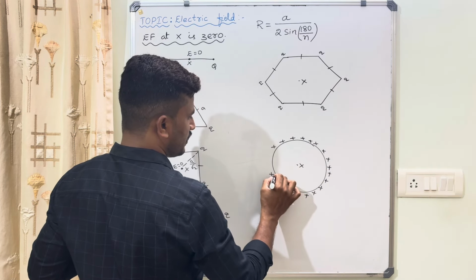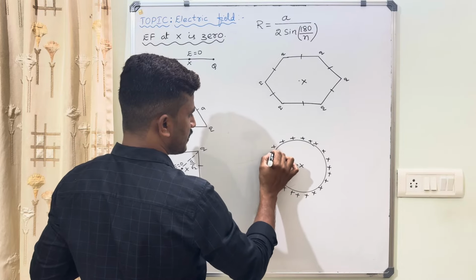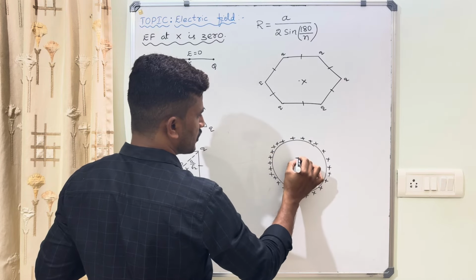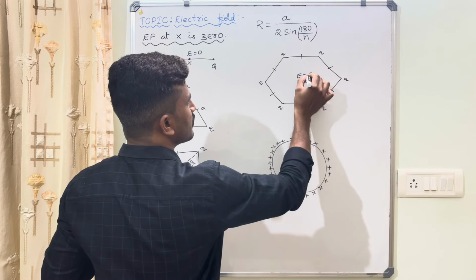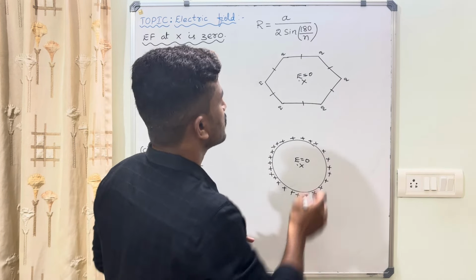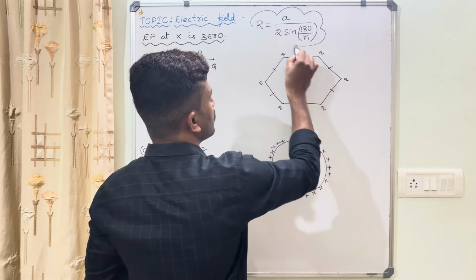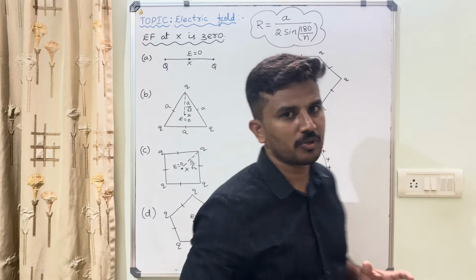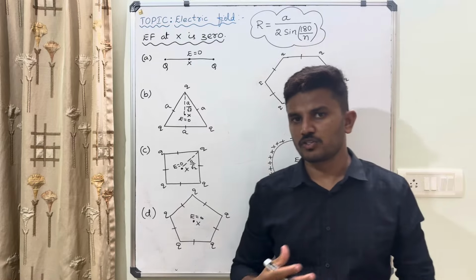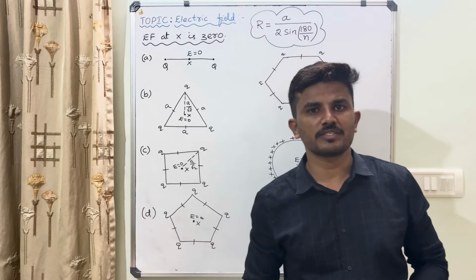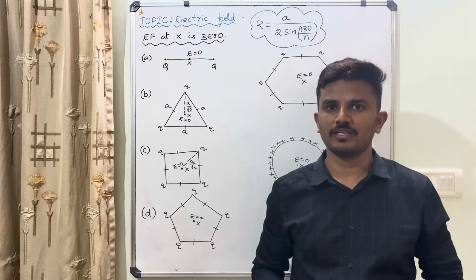So the electric field at the center of the uniformly charged ring is 0, and here also electric field is 0. In competitive examinations, they will ask questions on this. So I thought it is useful to tell it, so I'm telling it. I will solve few numerical questions also based on this. You can follow it and practice well.